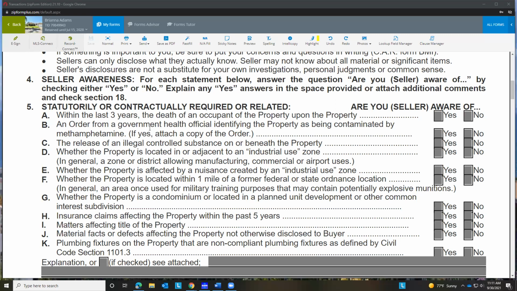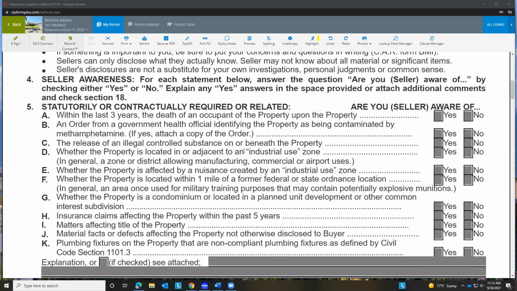5B, an order from a governmental health official identifying the property as being contaminated by methamphetamine. Okay, so if methamphetamine is being sold on the property, there will be an order from the police and the court that it has been contaminated, and I think hazmat needs to come out and clean it up. So if that has happened, the seller needs to check yes. C, the release of an illegal controlled substance on or beneath the property. The seller is aware, check yes, and write it down there.